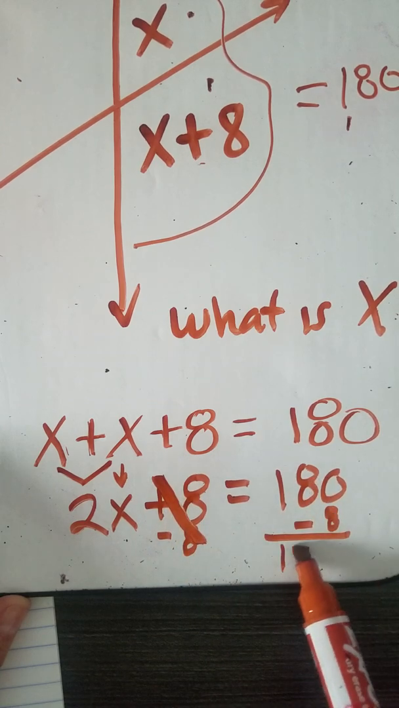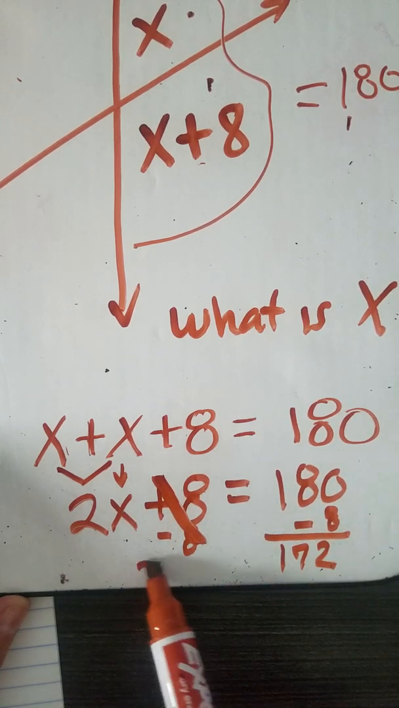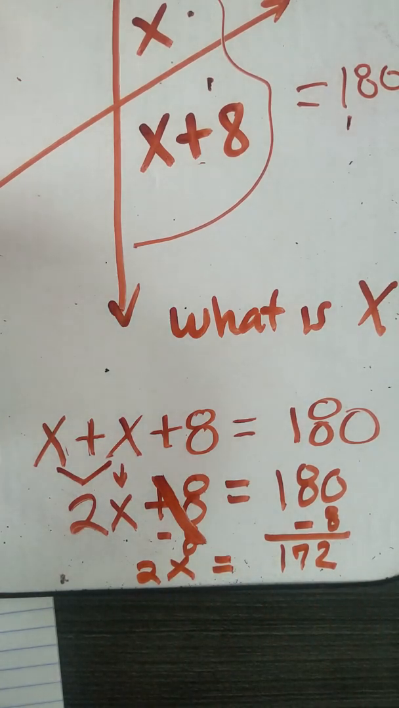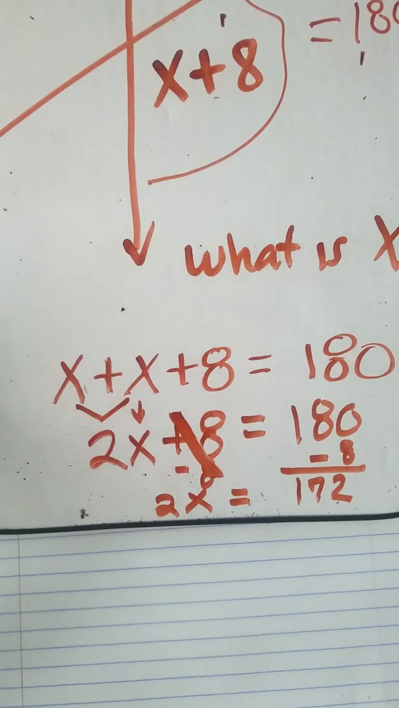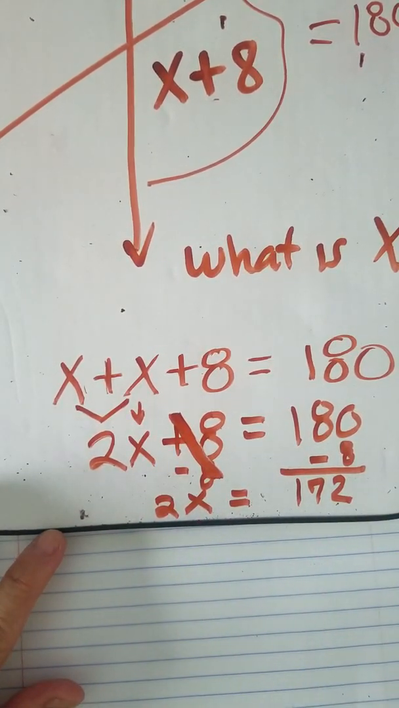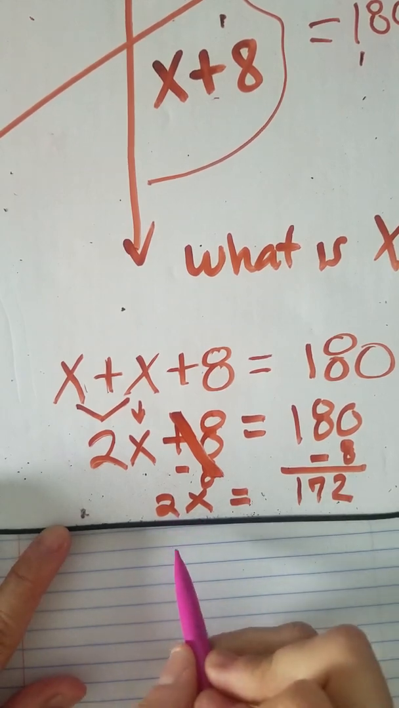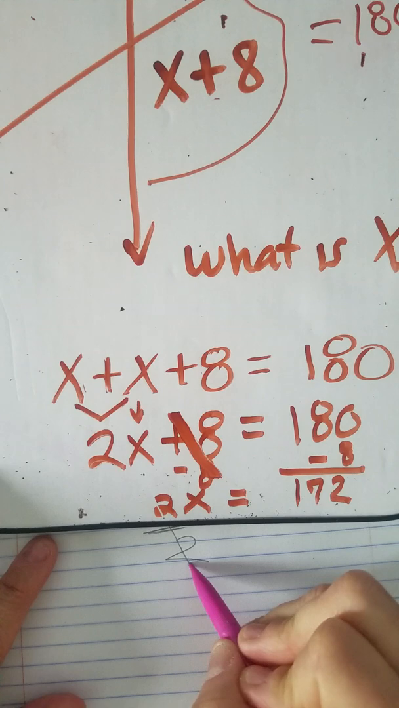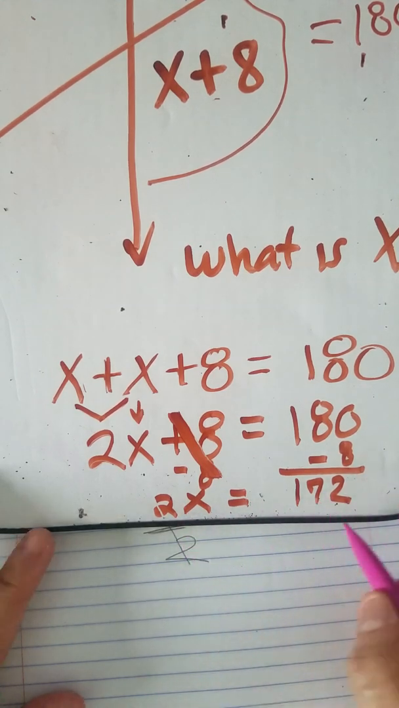This becomes 172. And this, you just rewrite it. 2x equals 172. So in order for me to get rid of that, the 2 and the x together, that means 2 times x. In order for me to get rid of it, I'm going to divide by 2. Okay, that cancels out. Whatever I do to the left, I do to the right.